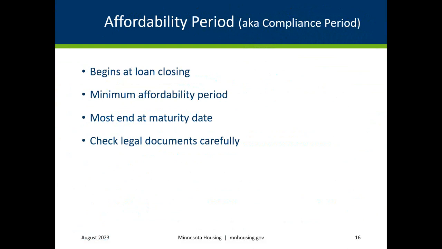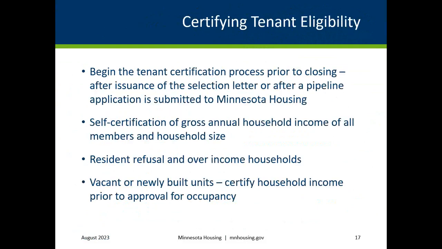One notable exception is publicly owned housing program or POP loans. These loans require a minimum affordability period of 35 years after the loan closes, even though the loan is forgiven after 20 years. When an owner receives a selection letter from Minnesota Housing or submits an application for available pipeline funds, the owner should understand what the rent and income limits for the loan will be.